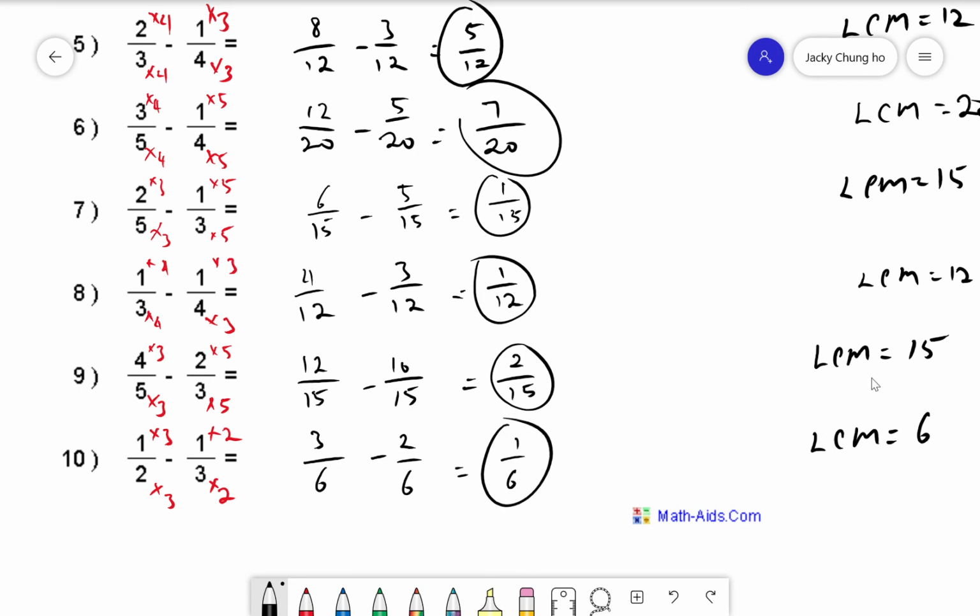So that's it for the first 10 questions of this worksheet. If by now you feel like all these questions are very simple and easy, then good for you. With our next video, we'll talk about mixed number subtractions, which deals with a little bit more steps than what we do in here, but overall every step should be similar to one another.